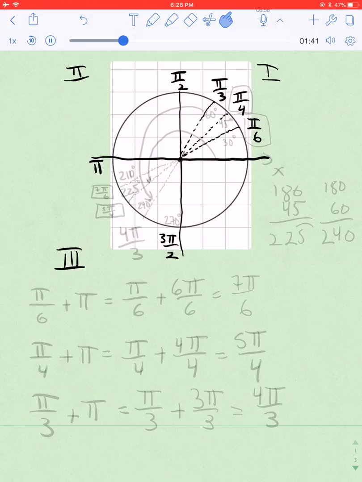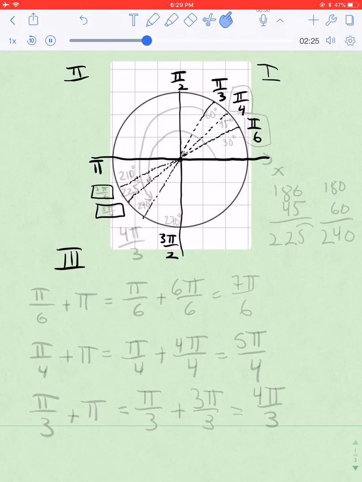we can add pi units to them and get a reflection about the x-axis instead of the y-axis, right? And we're going to figure out what those measurements are in radians right now. Just knowing that these starting points, pi over 6, pi over 4, and pi over 3, we're going to add pi radians to that to come up with our radian measurements of the special angles in the third quadrant.